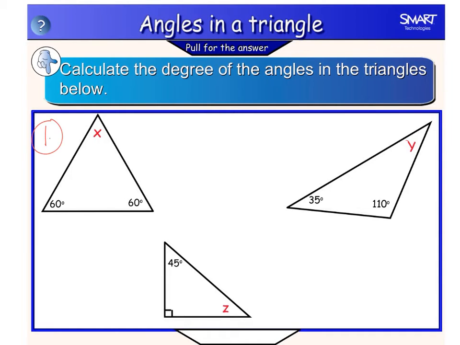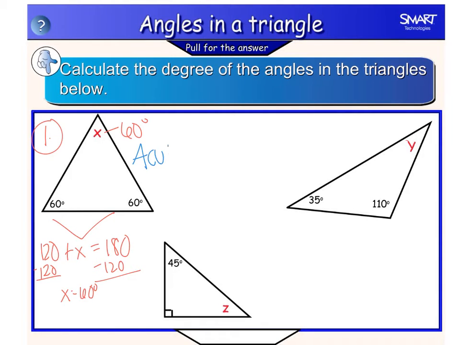Let's start up here in the top left-hand corner. We'll call that number 1. We know that 60 plus 60 is 120, and 120 plus x must equal 180. Every triangle, the three angles add to 180 degrees. So we can find x by taking away 120 on each side, and we find out that x equals 60 degrees. If I was going to name that triangle based upon the three angles inside, I would call this an acute triangle because all three angles are less than 90 degrees.